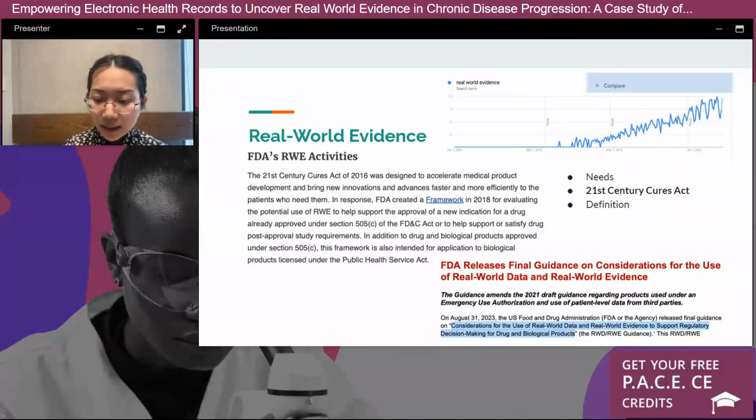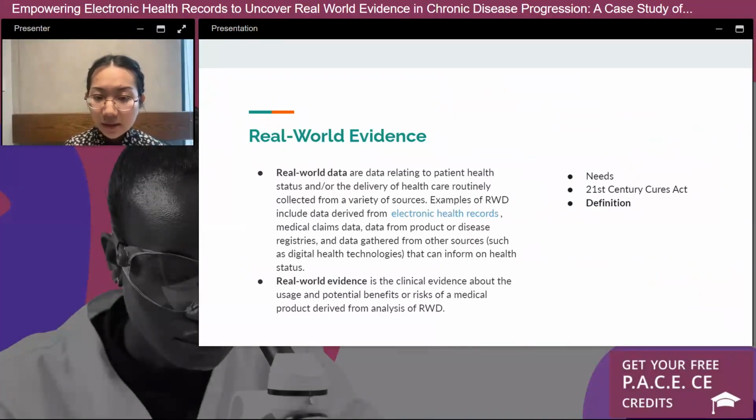Right, so exactly how does the FDA define this concept of real-world data and real-world evidence? Real-world data are data relating to patient health status and the delivery of healthcare routinely collected from a variety of sources. One of the most important sources of real-world data comes from electronic health records, which we will also explain in a bit. And real-world evidence is the clinical evidence about the usage and the potential benefits or risk of medical products derived from the analysis of real-world data.